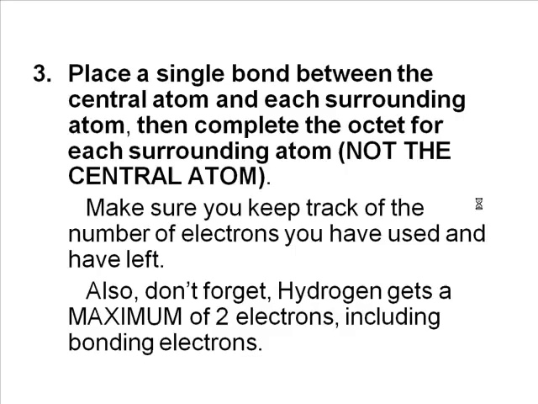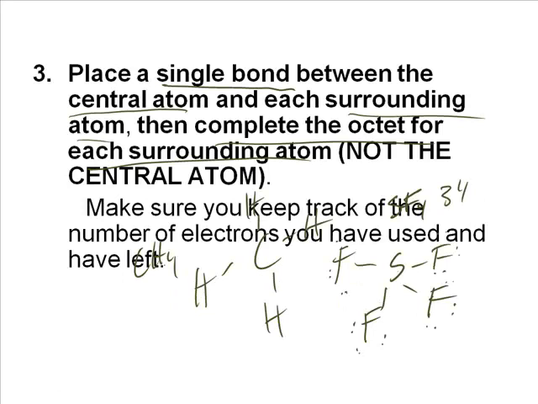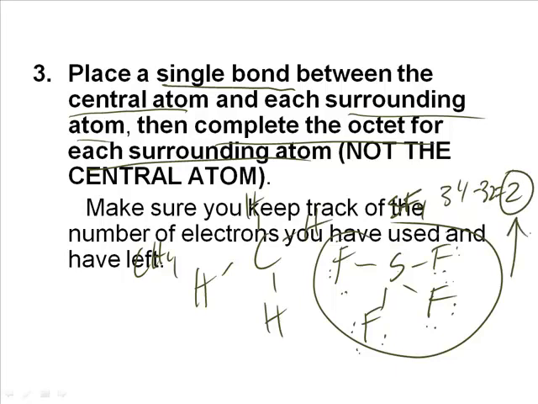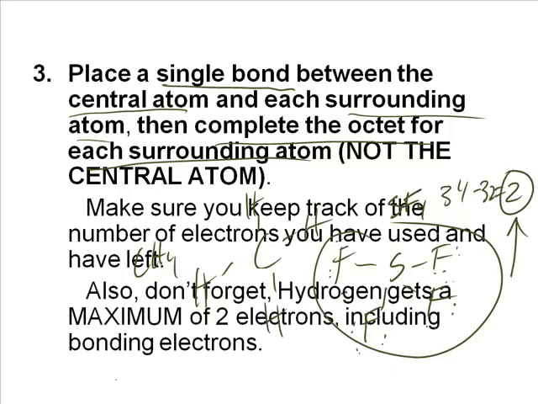Okay, a couple of important things there. Make sure you keep track of the number of electrons you've used. So for example, here I've used 8 on each one. So 8 times 4 is 32. So I've got 2 left. You definitely want to make sure that you keep track of your electrons. And don't forget that if you have hydrogen, such as right here, the hydrogens don't get dots on them. Hydrogen makes a bond and that's it.